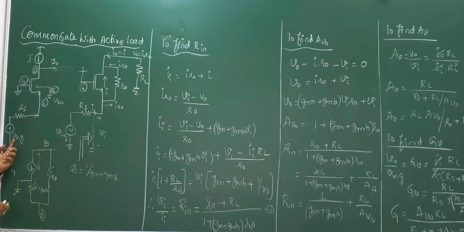I is nothing but (GM plus GMB) into VGS or VI, whatever you need, you can write. So VI or VGS is nothing but the input. Now, but IR0 is unknown. How to find IR0?